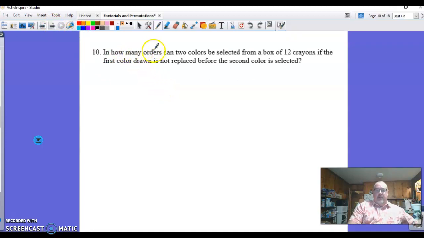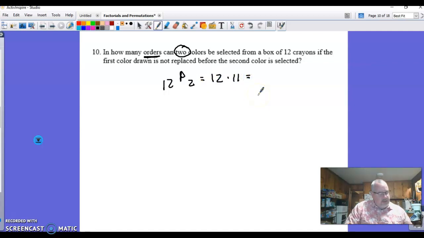Number 10, in how many orders can 2 colors be selected from a box of 12 crayons? So you're selecting 2 colors in order. How many orders? So that is a permutation. If the first color is drawn and not replaced, that is 12P2. Well, that's one of those where you might as well just do 12 times 11 and be done with it. 12 times 11 is 132.